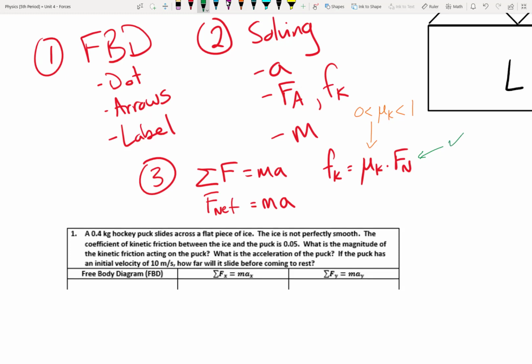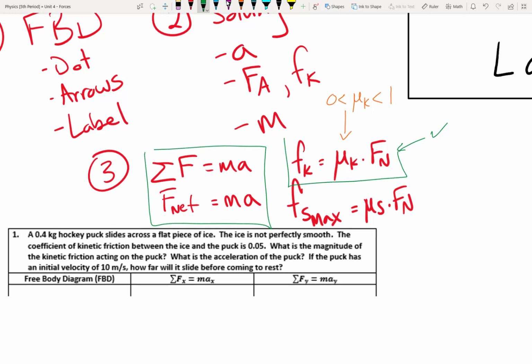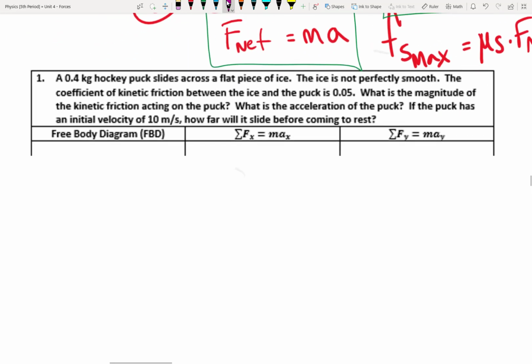But we need to make sure we can find that. The other equation that might be on there would be, if we had static friction at its maximum, that would be equal to mu s times the normal force. But really the only ones you need to worry about are the second law equation and this kinetic friction. We're not going to have any static friction on the test. Okay, let's get going.